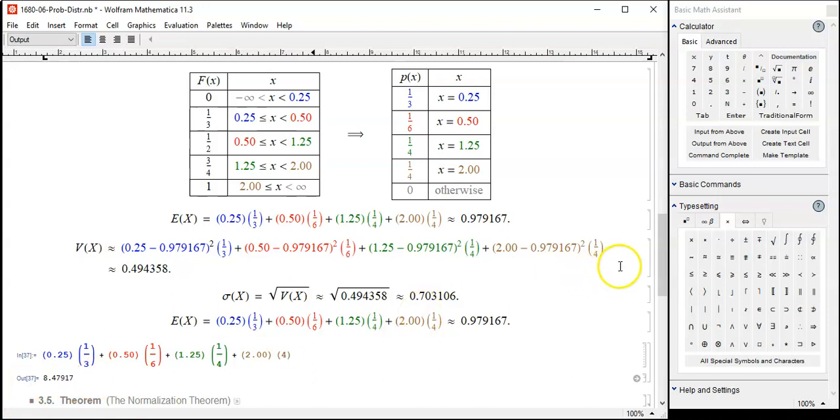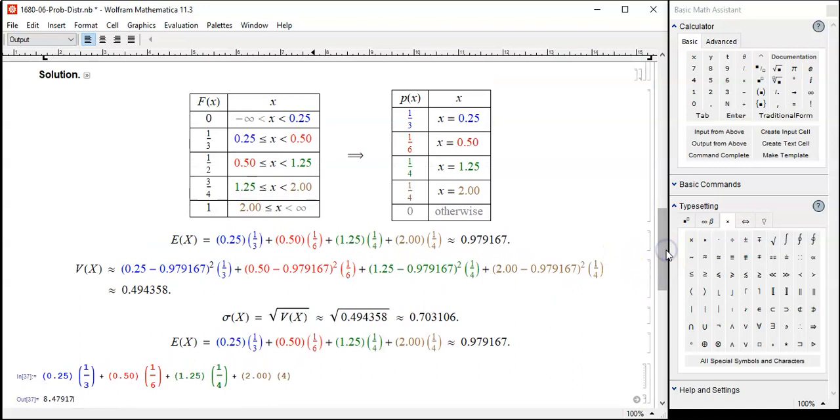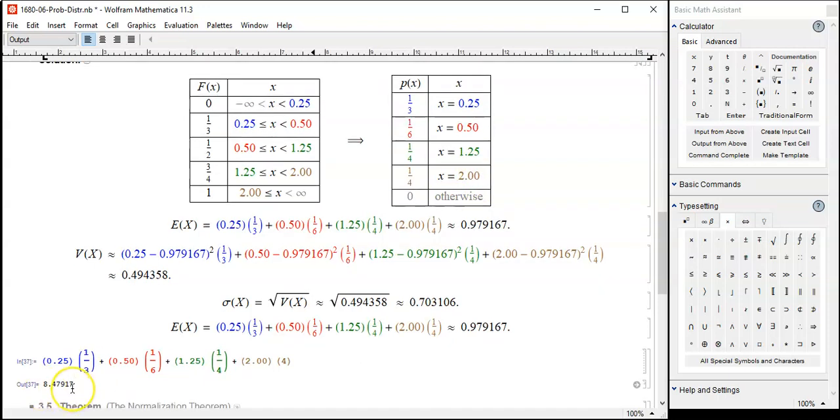8.479 something. How do I know this is ridiculous as an expected value? Well, the smallest possible x value is 0.25, the largest possible is 2.0, and there's something in between. So the expected value must be somewhere in between. This is the smallest possible, that's the largest possible. The expected value must be somewhere in between the two. But I got something bigger than the maximum. That's impossible. That's not right.